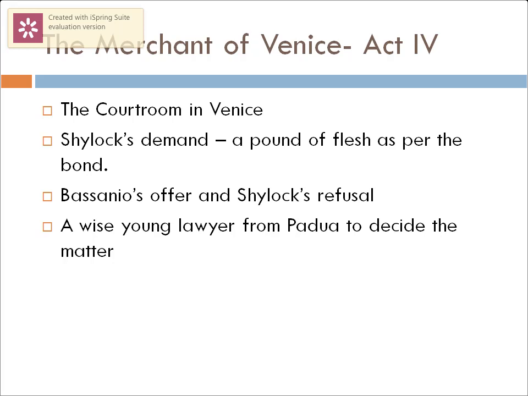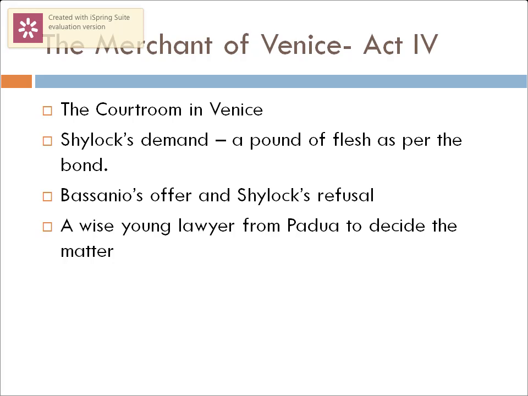So the Act 4, Scene 1, the stage is set for the courtroom in Venice. Now Shylock is demanding a pound of flesh from Antonio as per the bond which he had signed. Shylock ignores the many pleas to spare Antonio's life, and he calls for a trial to decide the matter. The Duke of Venice, who presides over the trial, announces that he is unable to solve this puzzle or riddle, and he has sent for a legal expert from Padua.